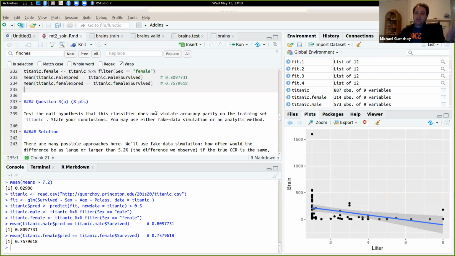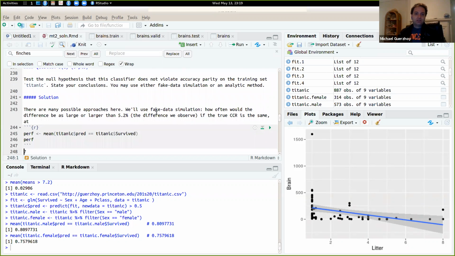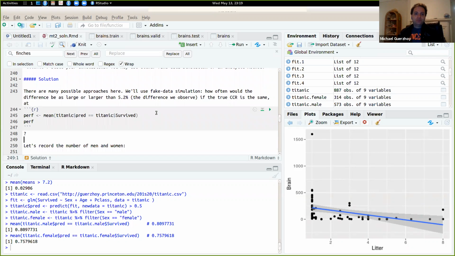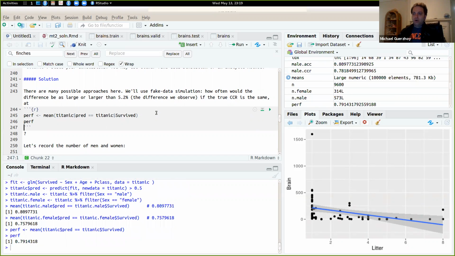Okay, so we need to compute the p-value. The way I chose to compute the p-value is by a fake data simulation. On average, the correct classification rate for men and women both is 79%. So my null hypothesis is that the correct classification rate is really 79% if you had lots of men and women. Now on the Titanic, it's a little bit questionable because it's not as if you have lots of other people on the Titanic, but we kind of pretend.